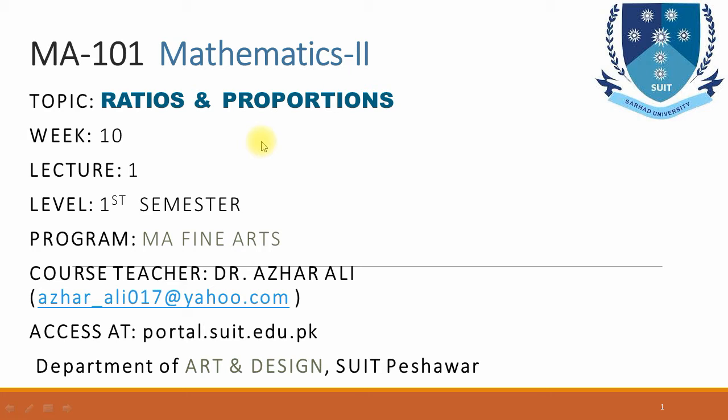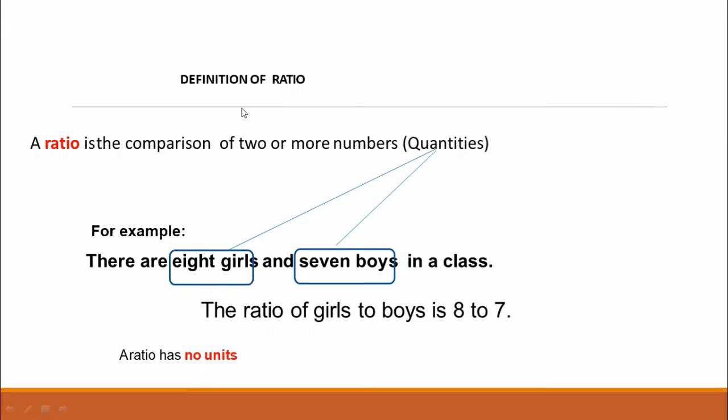In this first lecture of week 10 for the course Mathematics 2, today we are going to learn about ratios and proportions. Well, I want to tell you about the definition of a ratio. A ratio is the comparison of two or more numbers.